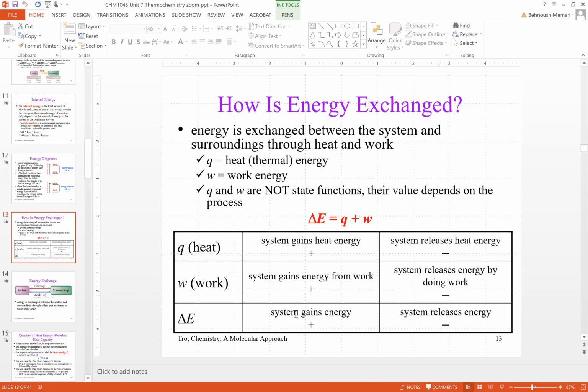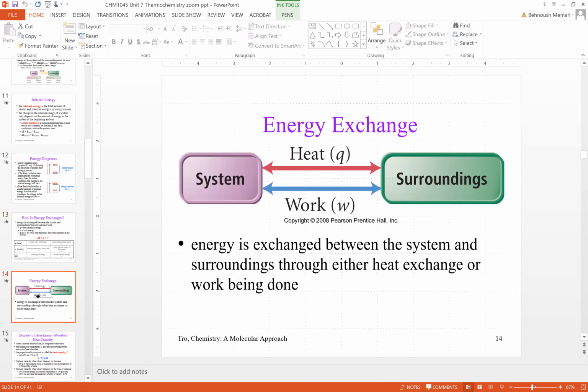When energy is gained by the system, it can be like the system gains energy from work, or the system gains heat. Heat is applied to the system. Then the internal energy is being increased, and the sign for that change in energy is going to be positive. So energy is always exchanged between the system and the surroundings. That can be done via heat or work.